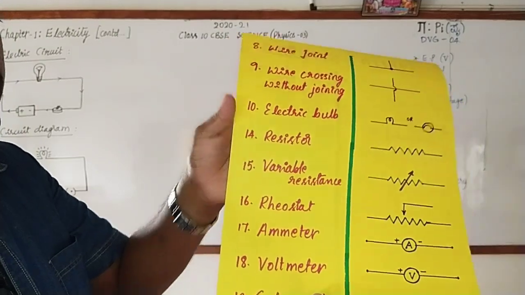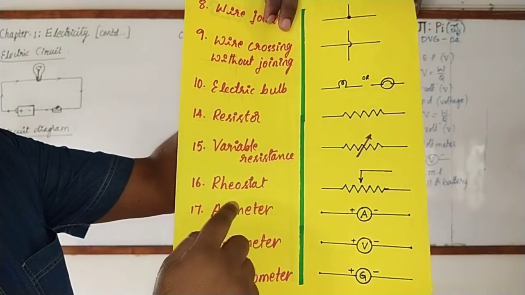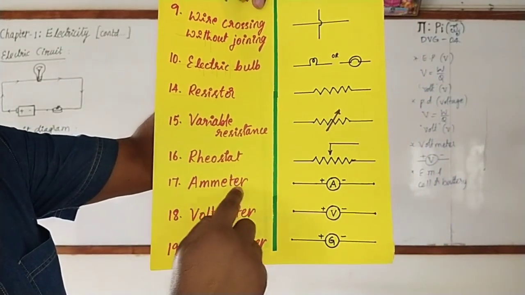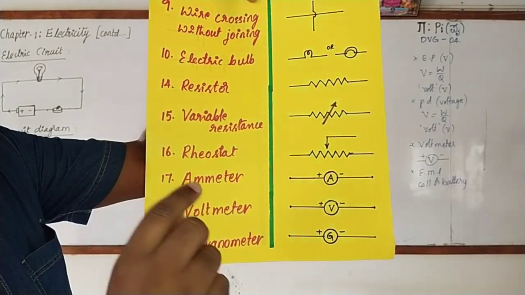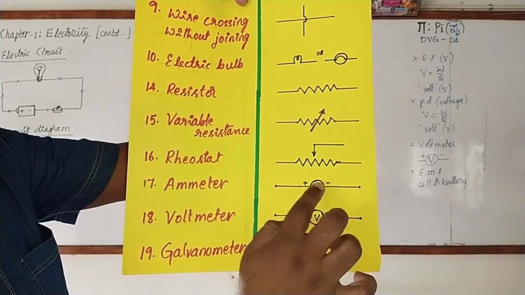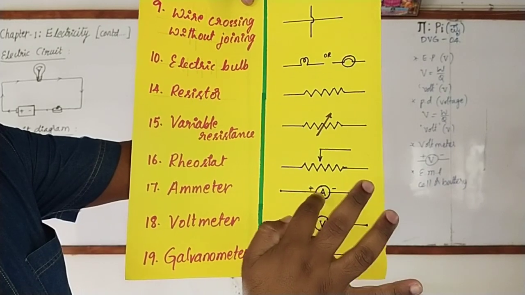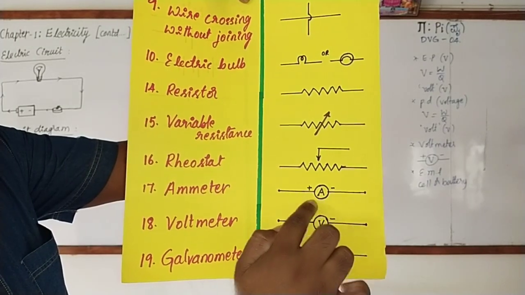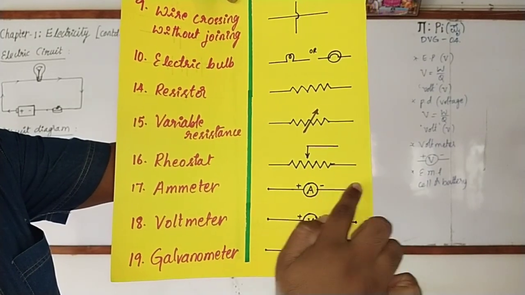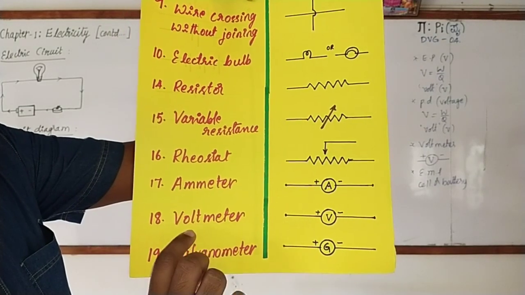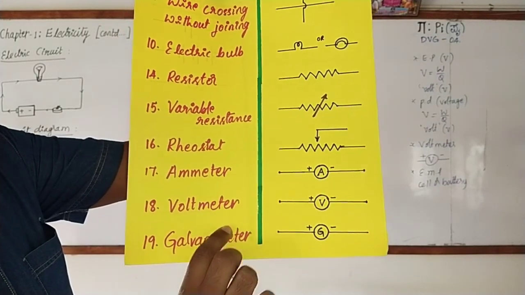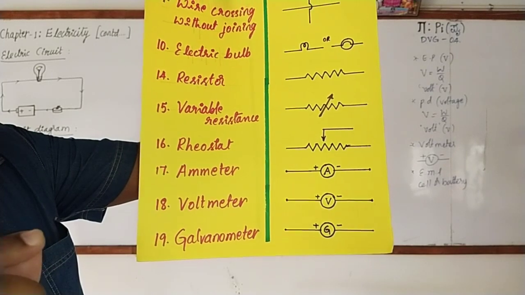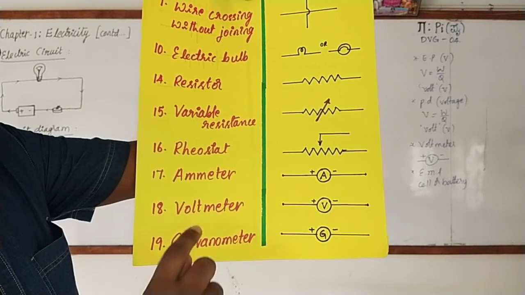We are very familiar with the last 3 devices. Ammeter, used for measuring the amount of electric current flowing in the conductor. We write A, and it is to be encircled. Then draw the line and show the terminals. Here, voltmeter, a device used to measure electric potential or potential difference.